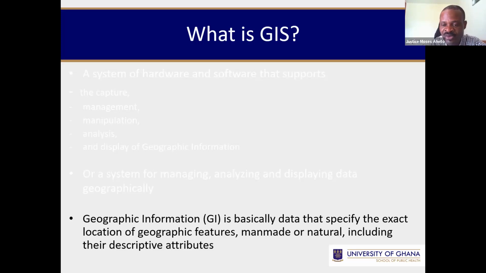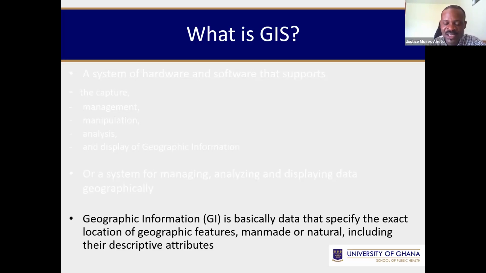We call them attributes. So if you collect geographic information, then you add on other variables like what I just mentioned: the number of mosquito bed nets distributed around the area, or the number of children stunted in the area, or the prevalence of malaria in those areas. All those things, we call them the attributes.